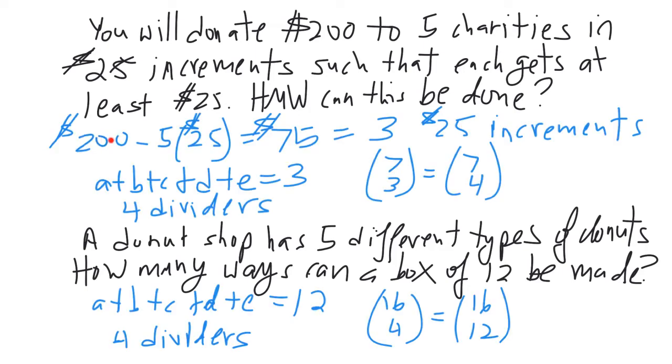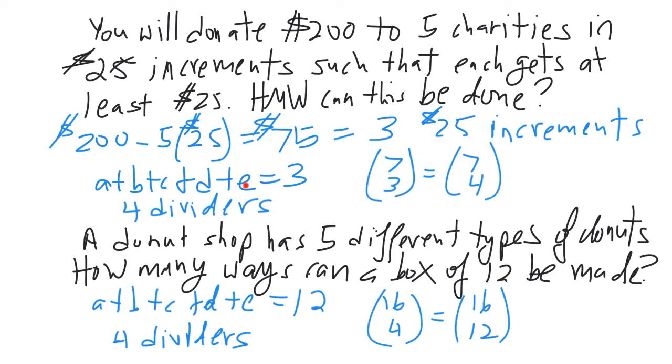In the first problem, we take our $200 and we give everyone $25 of the 5 different charities because they're going to get at least $25. So let's give it to them right off the bat. There's $75 left, which is 3 $25 increments. So now the 5 charities, we need to put numbers in for A, B, C, D, and E so that it adds up to 3. We could give this one $50, so that's 2 increments. This one $25, that's 1 increment. And everybody else would have to get 0.